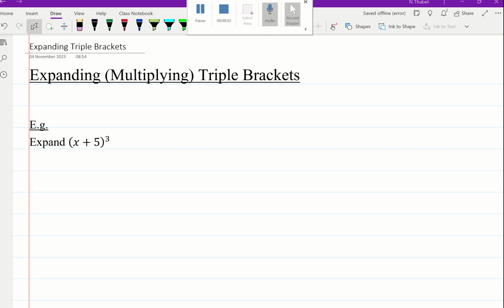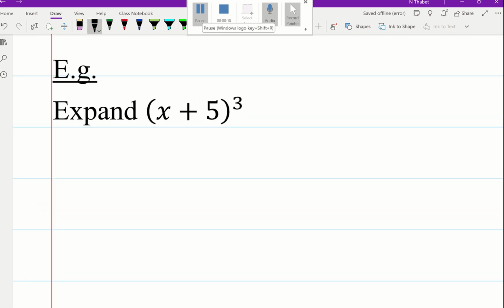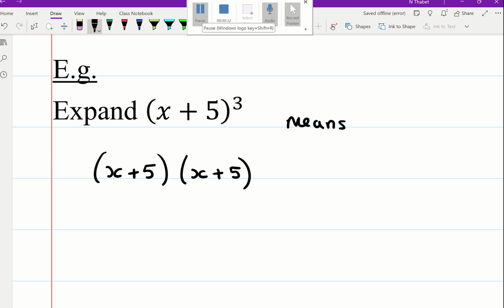So in this video, I'm going to be going through expanding, which means multiplying triple brackets. So that's 3 brackets. The first question might look like this: expand, which means multiply, x plus 5 cubed. Now the first thing to understand is that x plus 5 cubed means x plus 5, which is a bracket, times x plus 5, which is your second bracket, and then times x plus 5 again, which is your third bracket. So you need to be multiplying 3 brackets together.